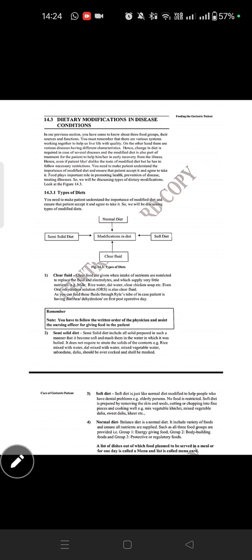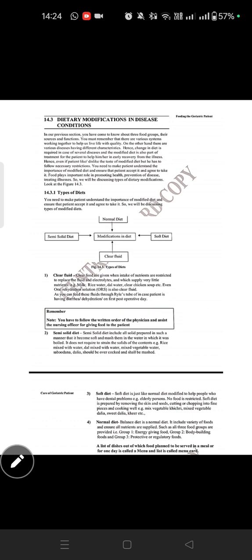Then semi-solid means the semi-solid diet is always prepared to become soft or mashed. We can add some water, dal or vegetables, everything we can mix, then we can give that semi-solid mash. And soft diet means it will be like a normal diet. People who have dental problems, or the elderly, or no food restriction, we can give the soft diet. It will be prepared with meat, skin, seeds, chopped pieces, cooked pieces, everything will be there. Mixed vegetables and all will be there.